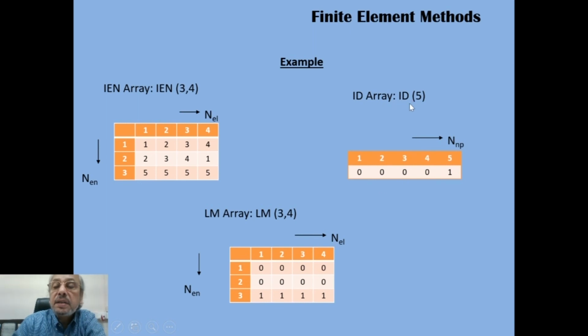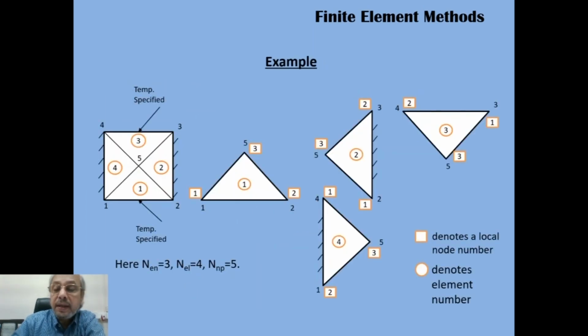The second array is ID. ID, as I said earlier, writes whether the nodes are connected with an equation or not. So 1, 2, 3, 4, 5. Here node 1 we can see is falling on the specified temperature boundary. 3, 4 is also falling on the specified temperature boundary.